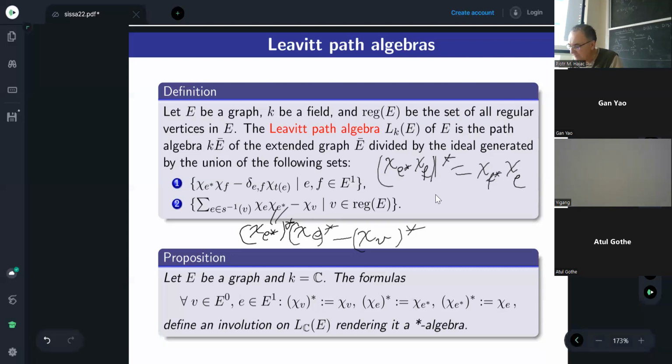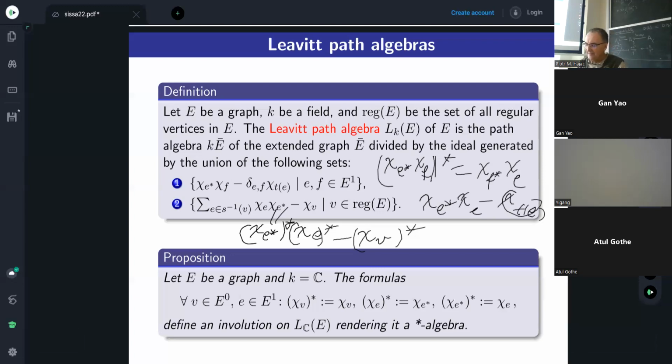And when E is equal to F, I have chi E star chi E minus chi TE. Again, I apply the star. This is self-adjoint. This I flip around, but when I have chi E star is chi of E star, and chi E star star is chi E. So it's again in the ideal, right? So you very quickly verify that indeed this is well defined. It gives you an involution, rendering my complex Leavitt path algebra into a star algebra.